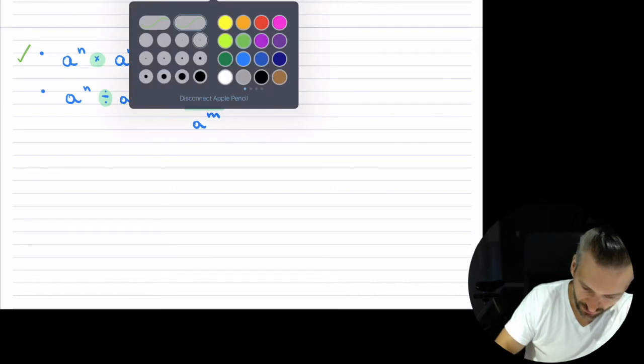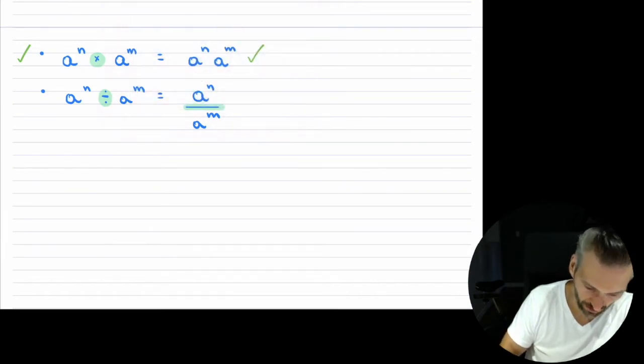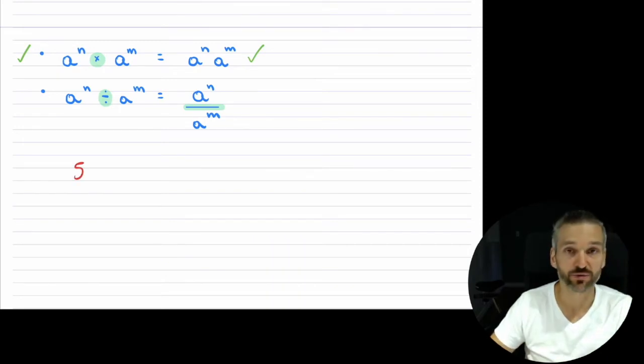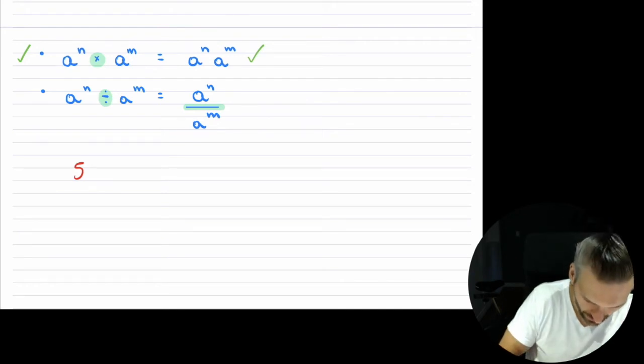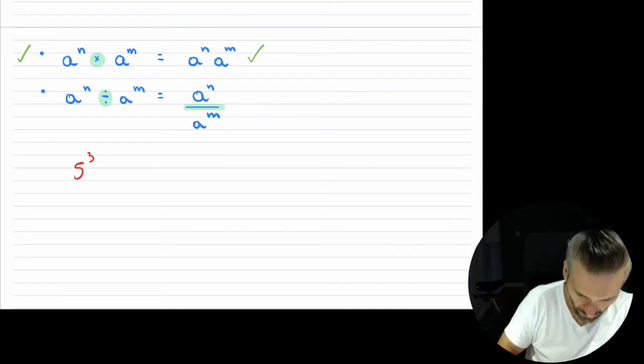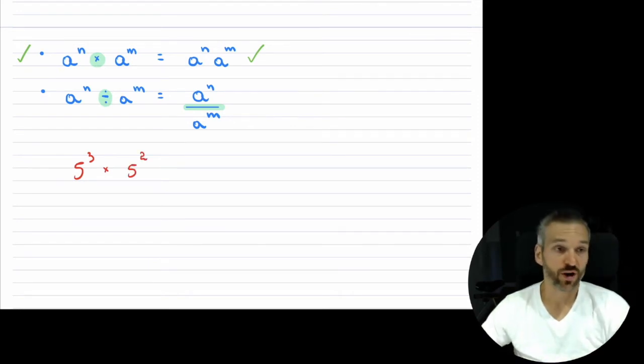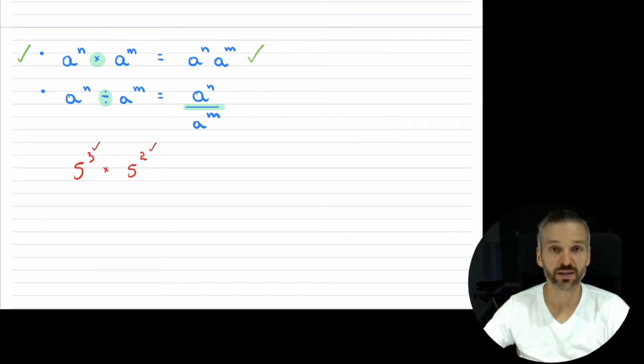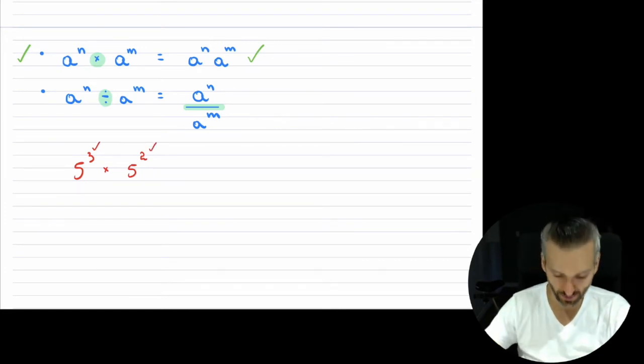So here are some examples, and I'm going to first illustrate the multiplication. Let's take a number, it doesn't matter what number, it can be your favorite number. So let's say a is equal to 5. What we have is 5^3 being multiplied by, let's say, 5^2. I've chosen all of these arbitrarily, but hopefully it shows you what this means.